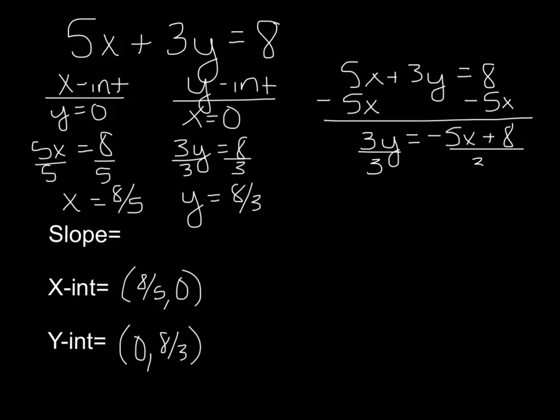Divide by 3. Y is equal to negative 5 over 3, because you can't actually divide them, plus, okay, since it's a positive 8 and a positive 3, we get 8/3. Now, once again, we could check our y-intercept. So our y-intercept is 8/3, and sure enough, we got the same thing over here for our y-intercept. Our slope then is going to be the number before the x, which is negative 5 over 3. And there is your slope, x-intercept, and y-intercept.